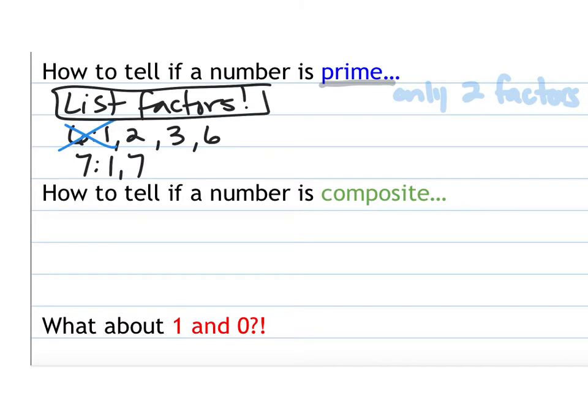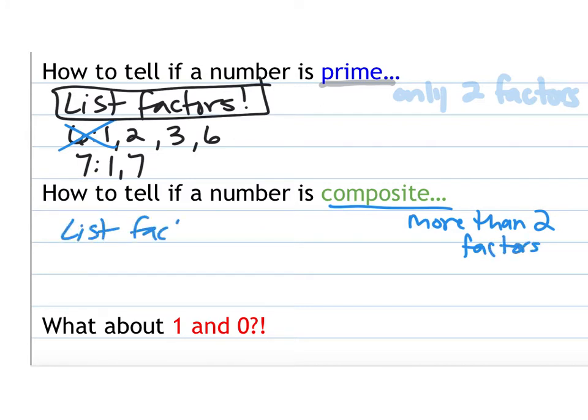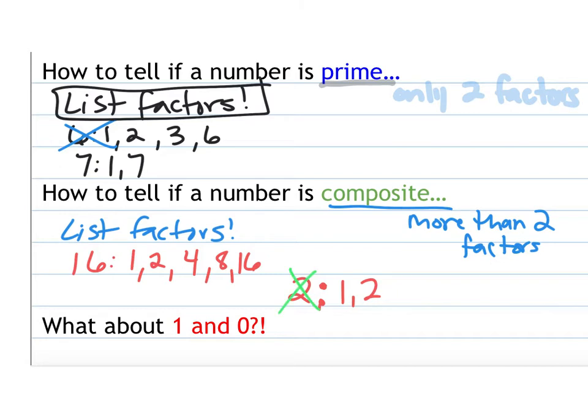So, listing factors. The same is true for how to tell if a number is composite. Again, it has more than 2 factors. So again, I'm going to list factors to determine. Maybe if I start with 16, I know that 16 is 1 times 16, 2 times 8, and 4 times 4. So that has multiple factors. That is composite. Say the number 2, that is 1 times 2. That's only 1 and itself, so that is a prime number. Fun fact, 2 is the only even prime number, because we know that any other even number is divisible by 2, therefore making 2 a factor.